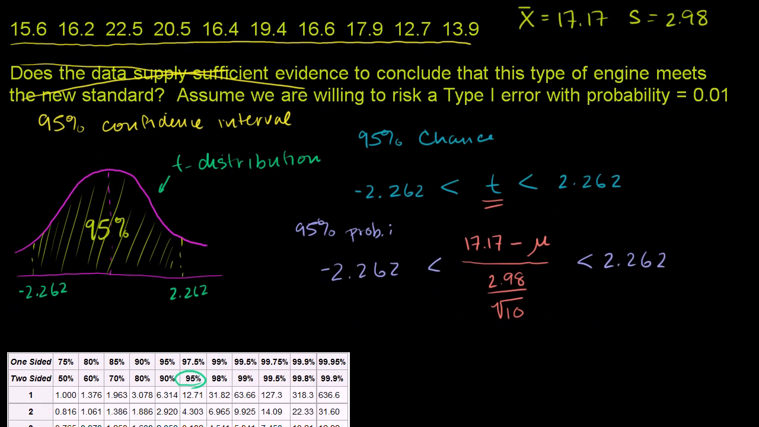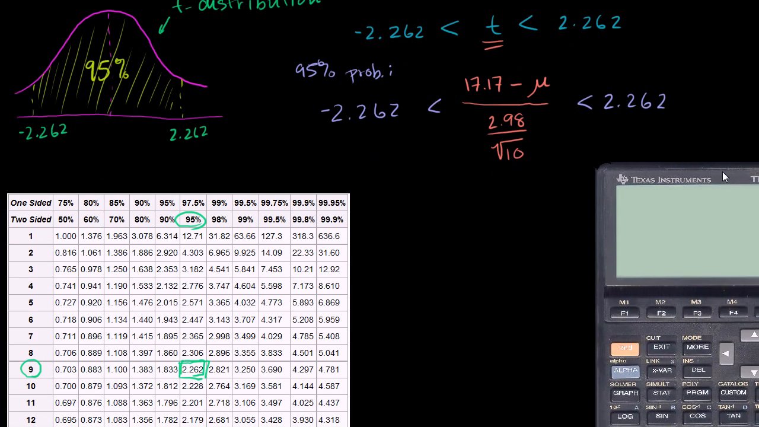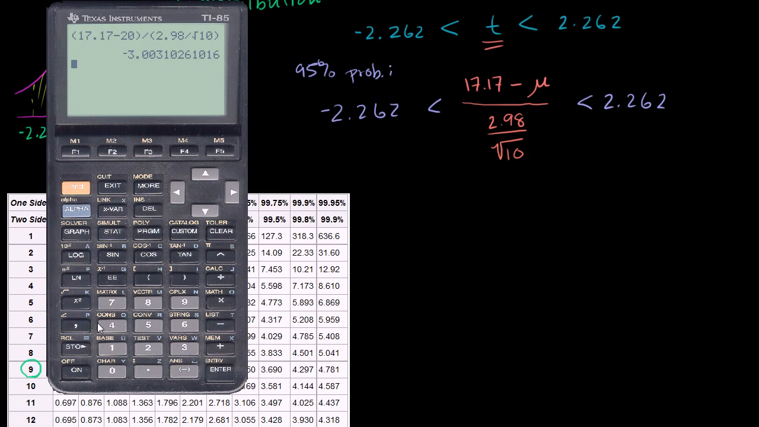Now we just have to do some math, calculate these things. So let me get my calculator out. And let me just calculate this denominator right over here. So we have 2.98 divided by the square root of 10. So that's 0.9423.